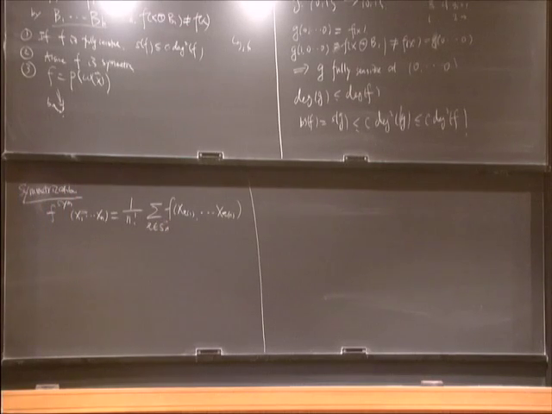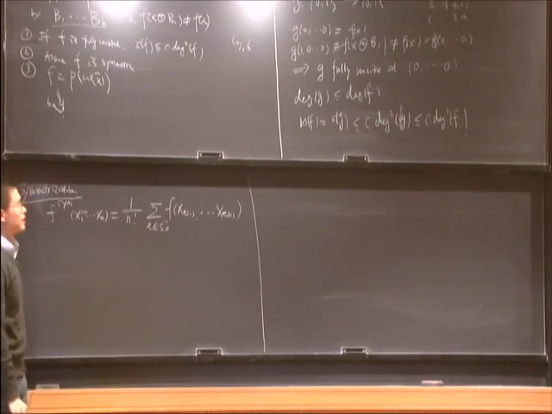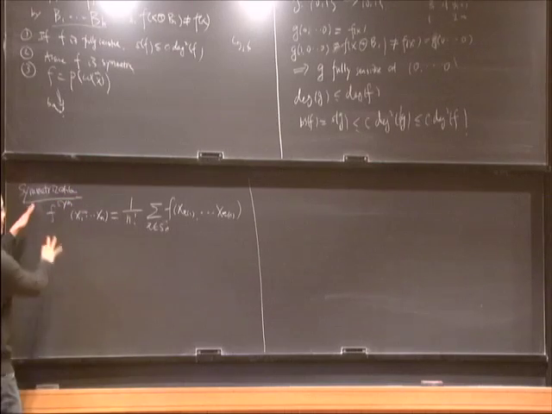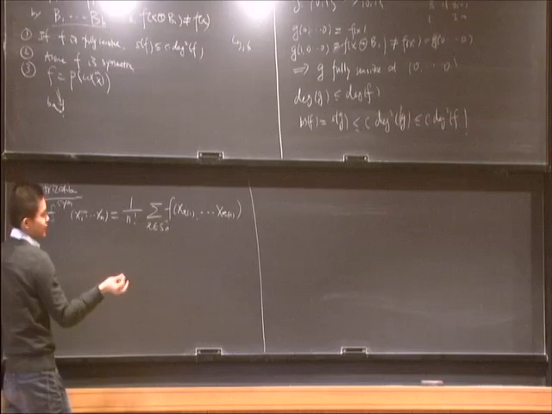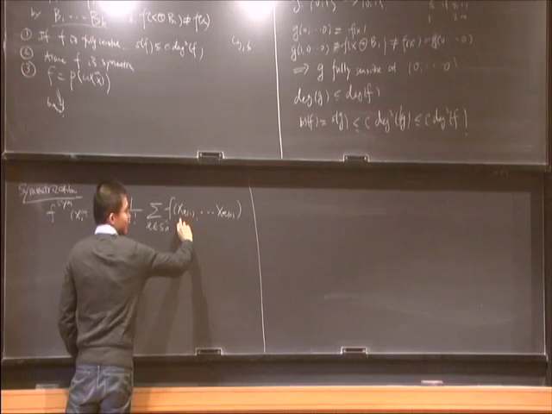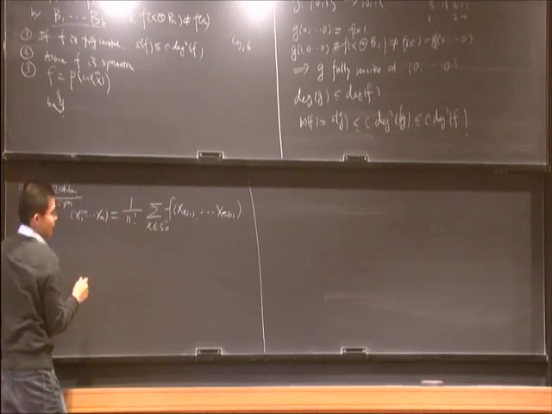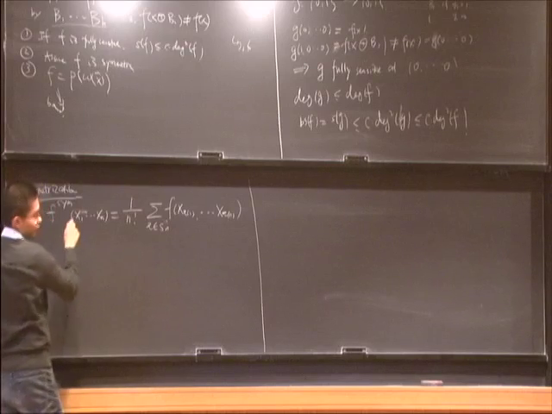So basically, I'm symmetrizing g. But let me just define what the symmetrization is. You can think of it as you randomly permute these indices, and then you look at the expected value of f.